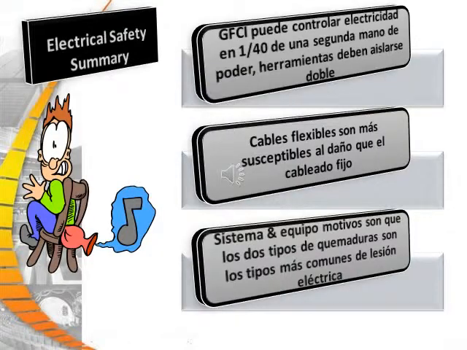Electrical safety summary. The GFCI can control electricity in 1/40th of a second, while power hand tools should be double insulated. Flexible cords are more susceptible to damage than fixed wiring, and system and equipment grounds are the two types of grounds that exist, while burns are the most common type of electrical injury.